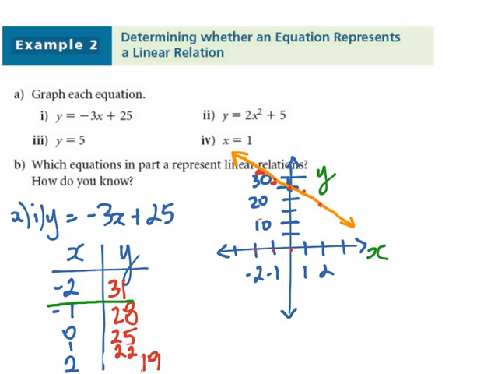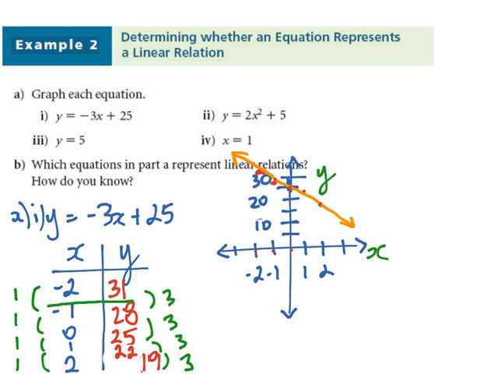You could also double check if this represents a linear relation by saying to yourself, okay, well, what's the difference between these two? The x values, well, they go by increments of 1. And the y values, they go down by increments of, in this case, 3, consistently. Since both of the increments are consistent, they're not changing, therefore it is a linear function.